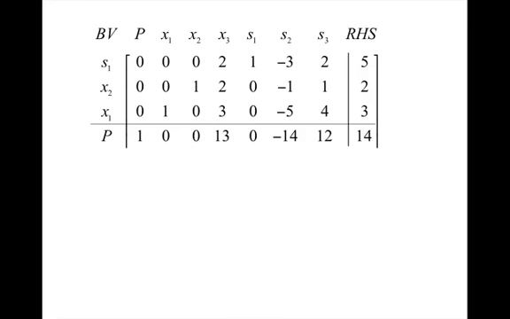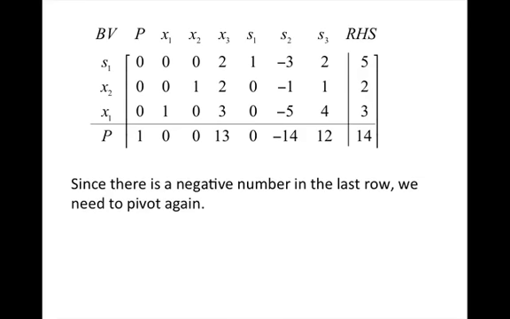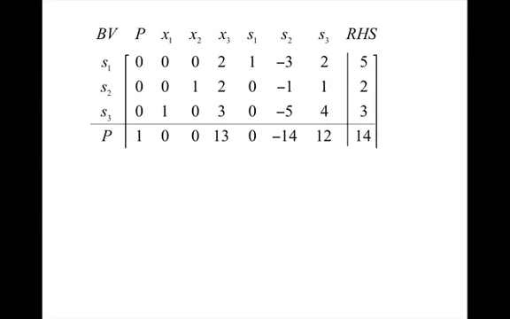Now look at your last row. It still has a negative number, so I have to pivot again. You always keep pivoting until you have no negative values in that last row. So I begin with my pivot column. The only negative value in the last row is the negative 14. That's in the S sub 2 column, so my pivot column is S sub 2.